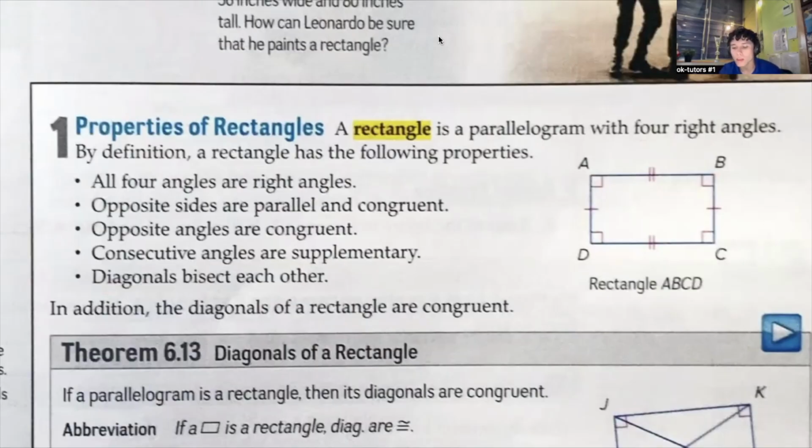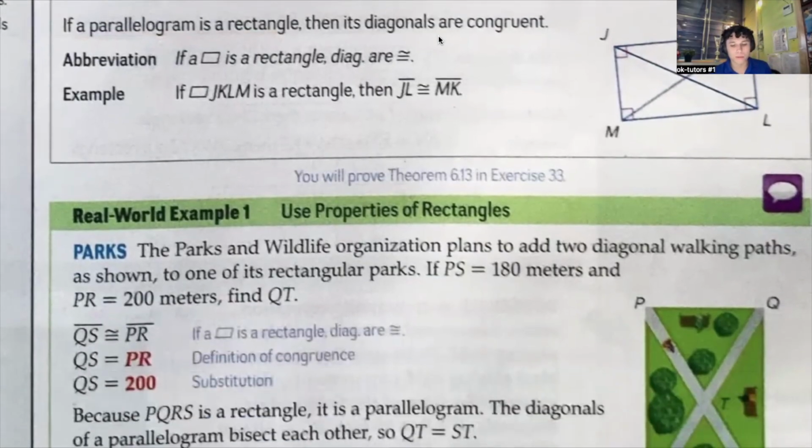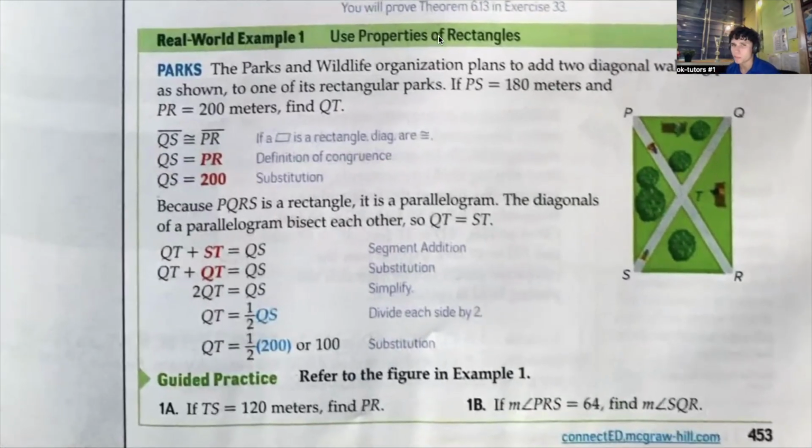Now, the diagonals of a rectangle. If a parallelogram is a rectangle, then its diagonals are congruent. So that means that if JL measures, for example, 10, MK will also measure 10. Okay, so the diagonals of any rectangle are going to be congruent. Now, look at these examples that we have down here. It looks a little bit difficult, but it's pretty easy.